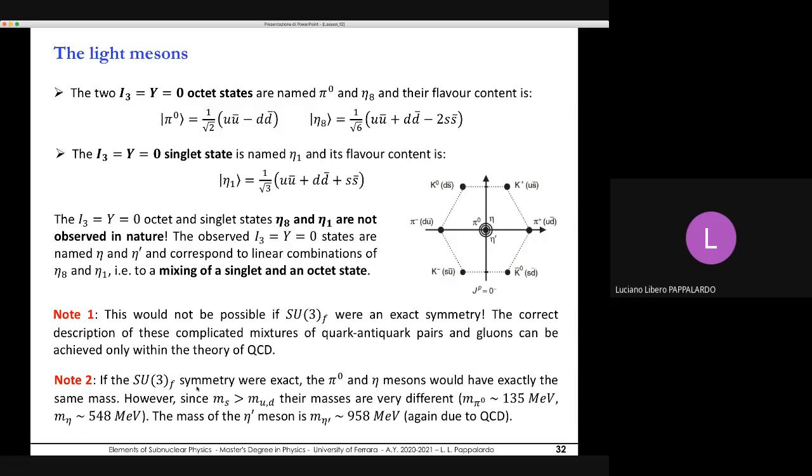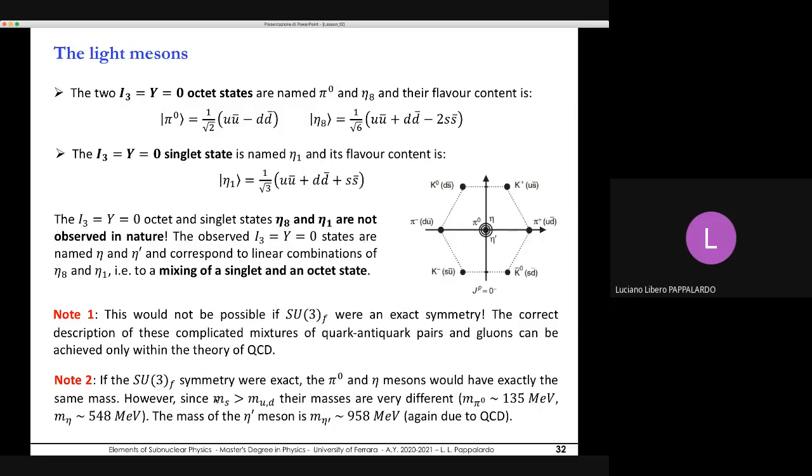Furthermore, if the SU3 symmetry were an exact symmetry, then one should expect that the pi0 and the eta meson would have exactly the same mass. It is more like if the isospin symmetry was an exact symmetry, then the proton and the neutron should have exactly the same mass, which is not quite the case.